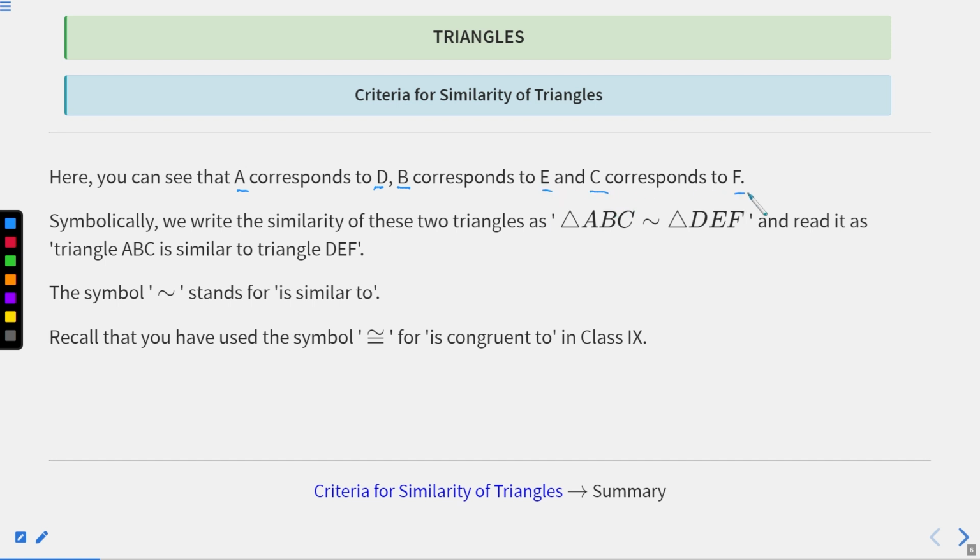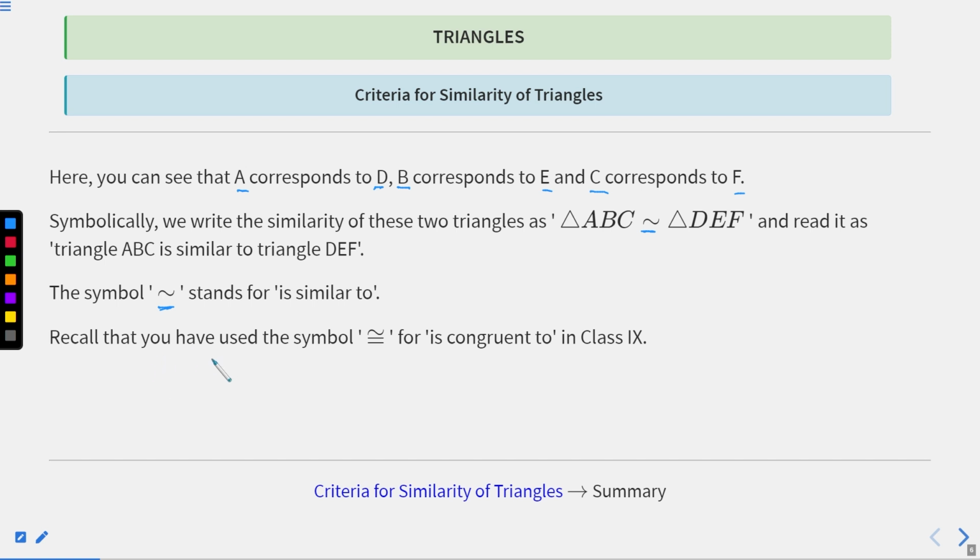So here you can see that A corresponds to D, B corresponds to E, and C corresponds to F. So symbolically we write the similarity of these two triangles, triangle ABC and triangle DEF, by this symbol. Triangle ABC is similar to triangle DEF, and this symbol stands for is similar to.